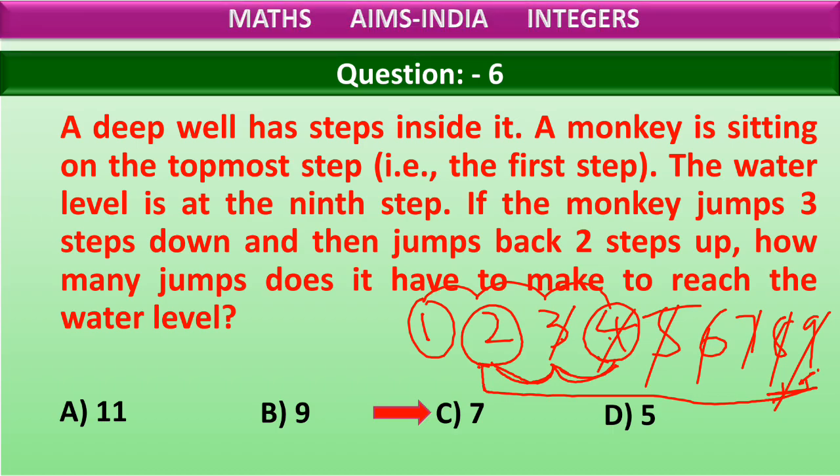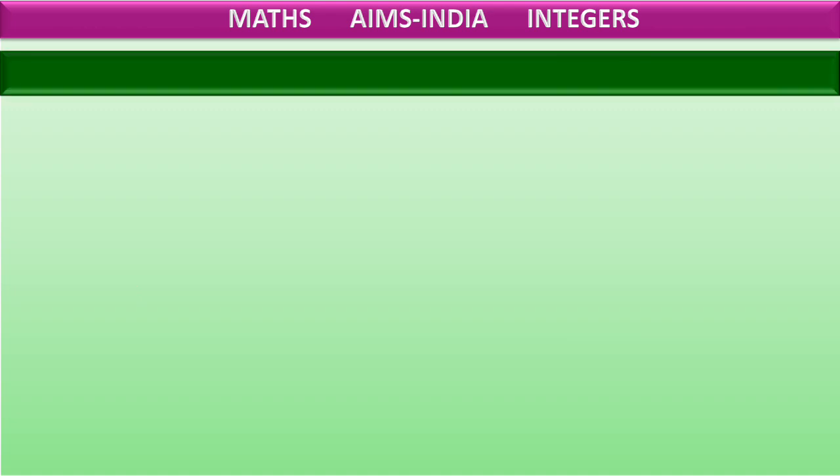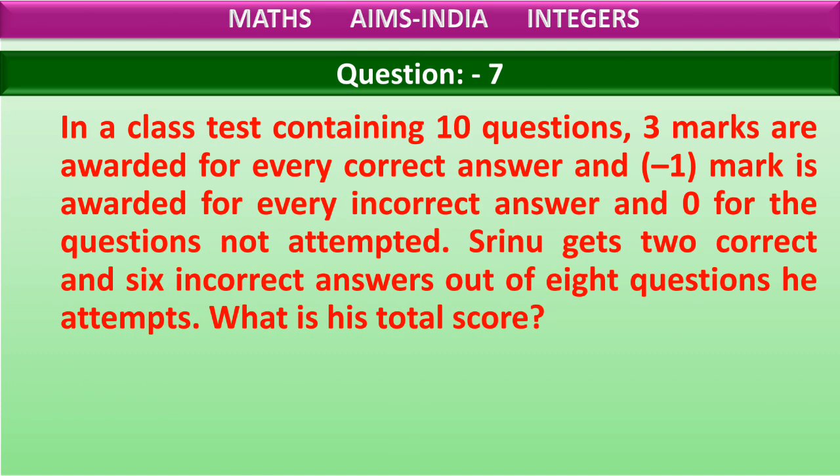Okay? Understood? Question number 7. In a class test containing 10 questions, 3 marks are awarded for every correct answer and -1 is awarded for every incorrect answer and 0 for the questions not attempted. Srinu gets 2 correct and 6 incorrect answers out of 8 questions he attempts. What is his total score?